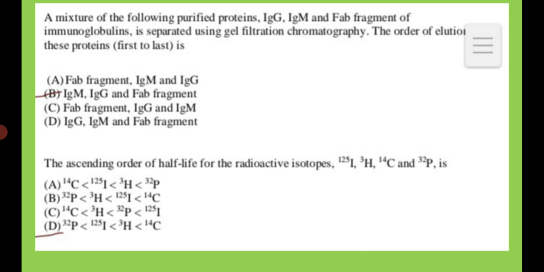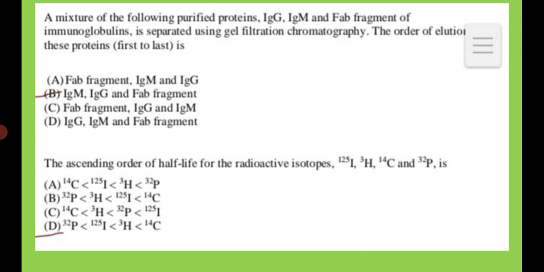Then the next question: ascending order of half-life for radioactive isotopes iodine, hydrogen, carbon, and phosphorus. These are the 4 radioactive isotopes, and you have to arrange them in ascending order of their half-life. The half-life of phosphorus-32 is 15 days. Then the half-life of iodine-125 is 125 days.